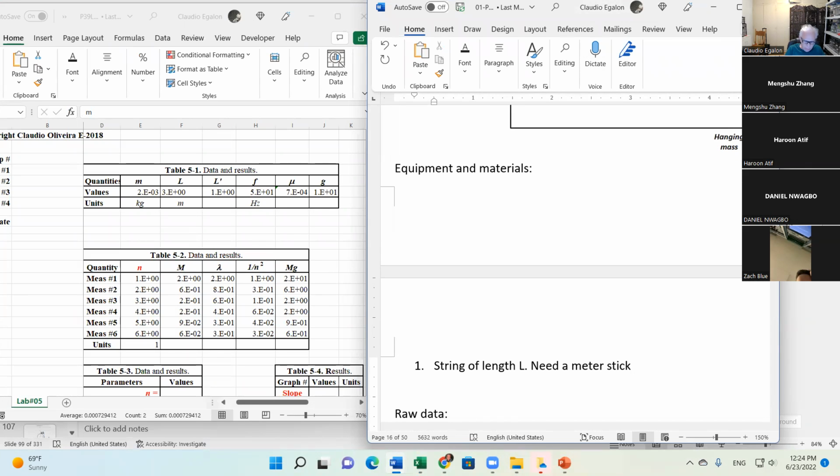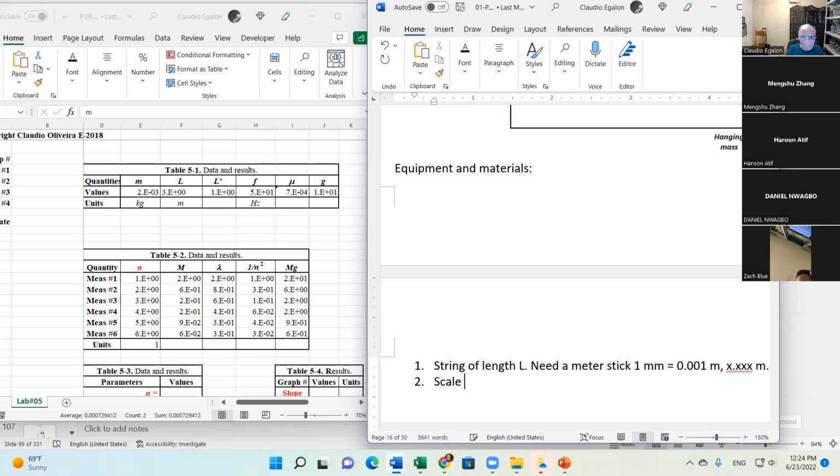Okay, resolution of the meter stick is what? 1 millimeter, which we can write down as 0.001 meters. And the length should be written in this way, in SI. String of length L, right?